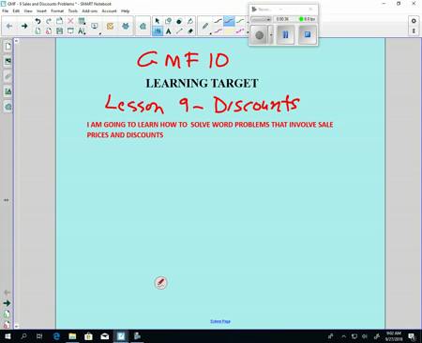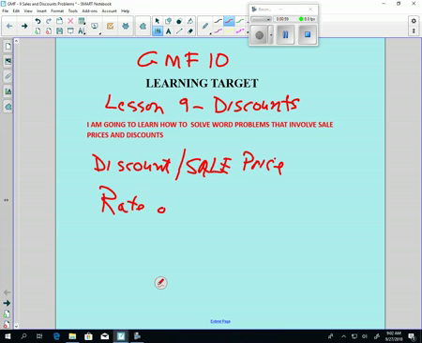So we have to determine when reading the word problem, what is it they're asking. There's two things usually we have to determine in a word problem. Are they asking us for the discount amount? Sometimes it's called the sale price. Or are they asking me for the rate of discount? If you see the word rate in the problem, your answer's got to be in a percent. It's going to be a percent of 100. If they're asking you for a discount sale price, it's going to be dollars. Okay?